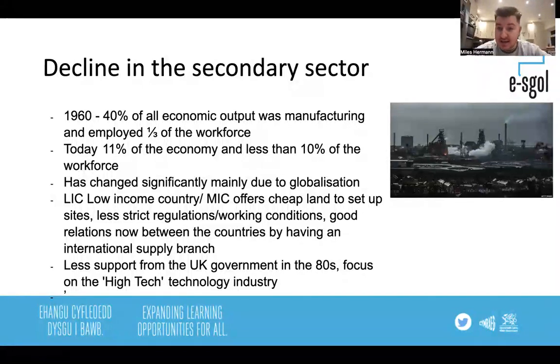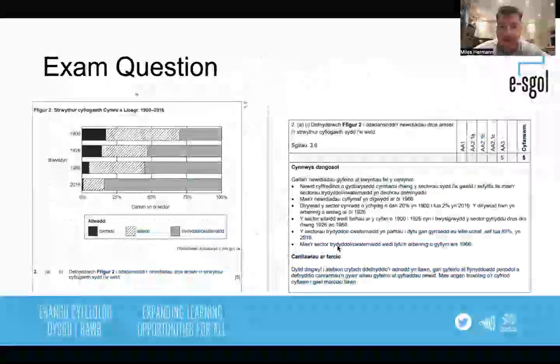Also, in the United Kingdom in the 80s, there was less financial support and investment, and there was a focus on high-tech industry, and this also contributed to the decline in the secondary sector and the manufacturing sector.